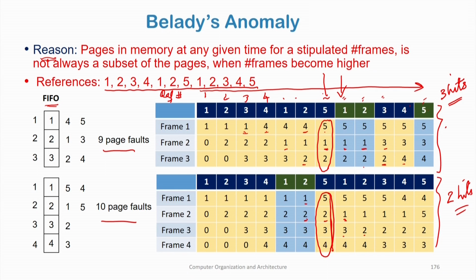For the same reason again 2 is a hit. So 5, 1, 2 is not a subset of 5, 1, 3, 4, and therefore this one was a hit here, but this resulted in a miss. Again in this case 5, 3, 4 is not a subset of 4, 1, 2, 3, and therefore when 5 is accessed, it results in a miss here, however 5 is a hit here. So Belady's anomaly occurs because pages in memory at any given time for a stipulated number of frames are not always a subset of the pages when the number of frames becomes higher.